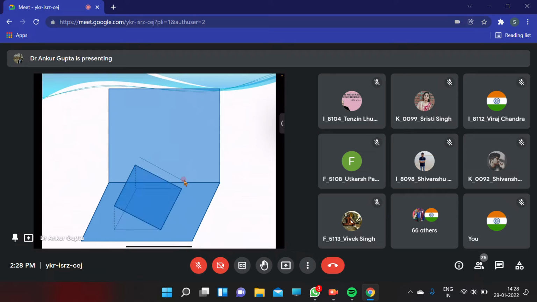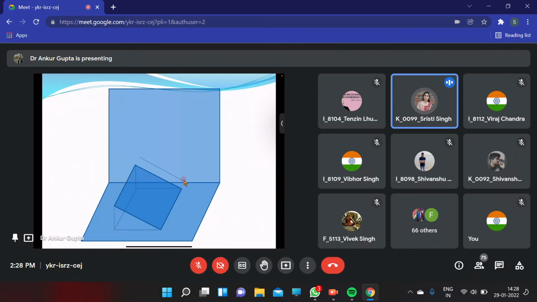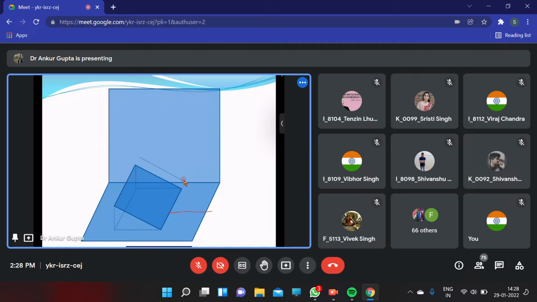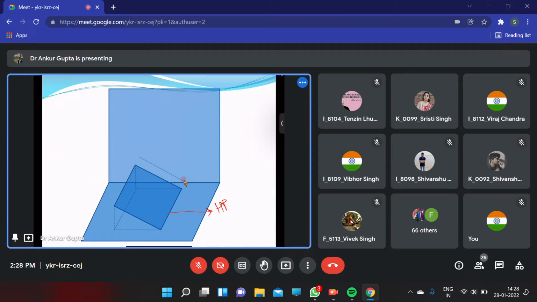Is it understood? We have discussed this already. This is the inclined case. Sir, in this case, the plane is resting on which plane? Vertical or horizontal? It is resting on the horizontal plane. Why? Because there is a gap here.